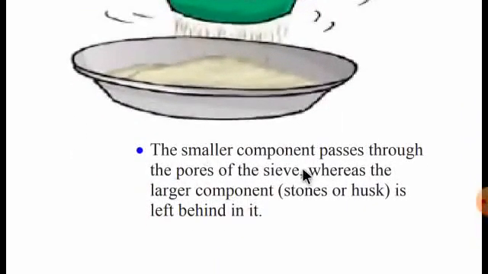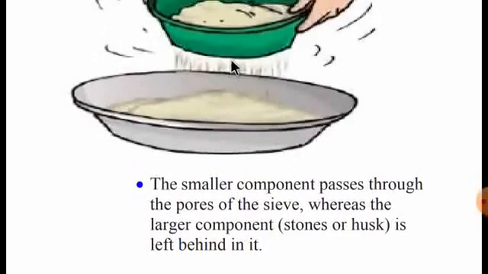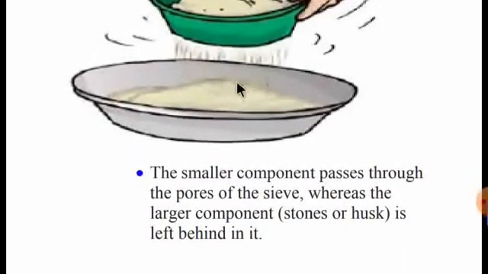The smaller component passes through. As I said, by mistake I have mixed pepper with rava. I need only rava, I don't want pepper. Pepper being a larger one will stay in the sieve itself, and the rava being a smaller component passes through the pores of the sieve.